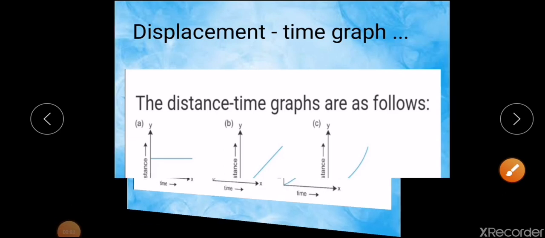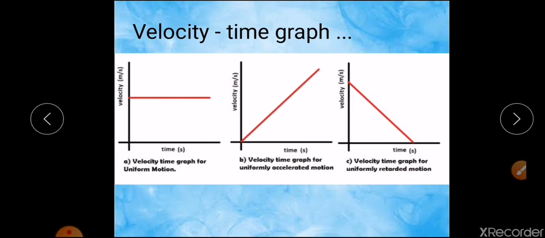Now we are coming to the velocity time graph. Similar to your displacement time graph, you have the velocity time graph as shown. If you are getting a straight line parallel to your x-axis or your time axis, it means it is moving with a uniform velocity or it is having a uniform motion. Secondly, if you are getting a straight line inclined to your time axis, it means the body is moving with uniform acceleration. And if you are getting a negative downward straight line like this, it means the velocity is decreasing, which you have already seen is called retarded motion.